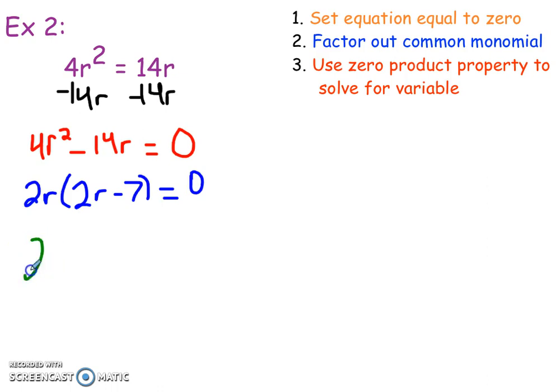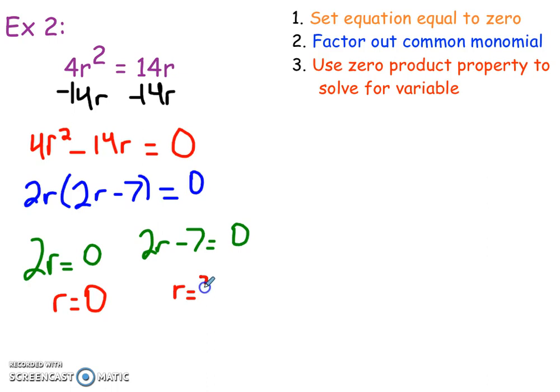Zero product property, either 2r is 0 or 2r minus 7 is 0. If 2r is 0, that means that r is 0. If 2r minus 7 is 0, add 7, divide by 2. That means r is a positive 7/2 or a positive 3 1/2 or 3.5, however you want to represent that.